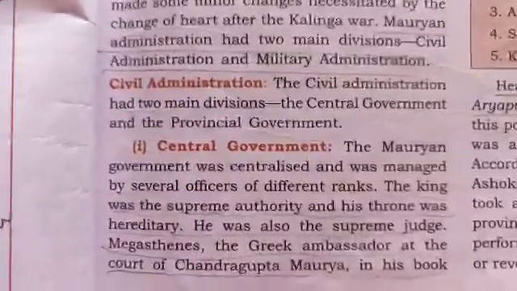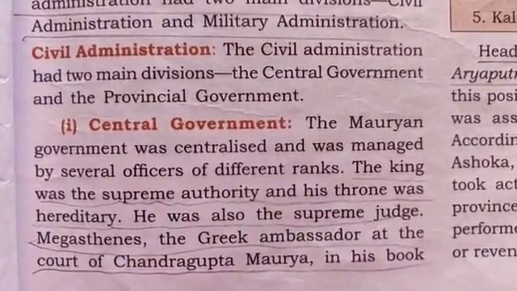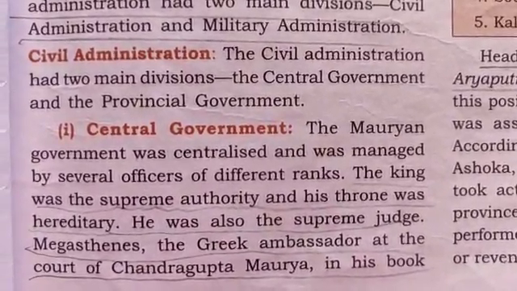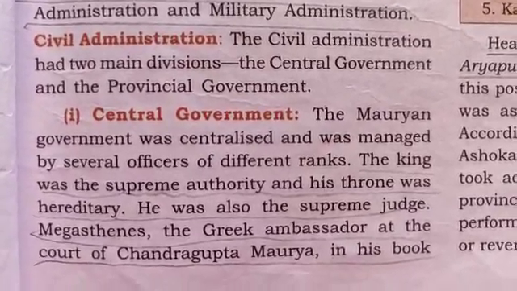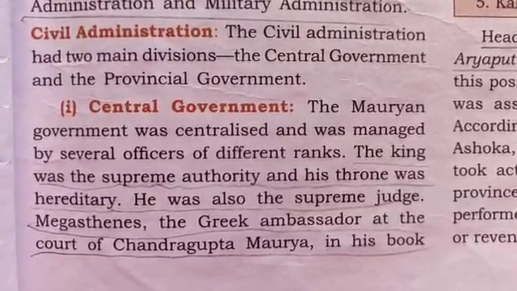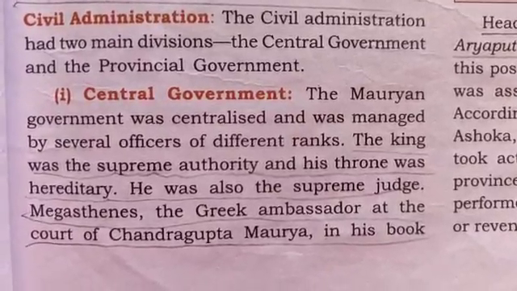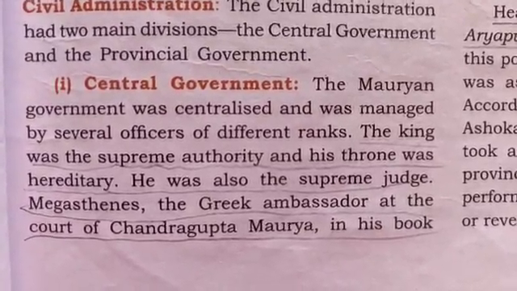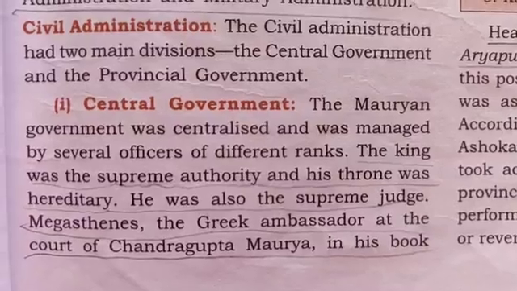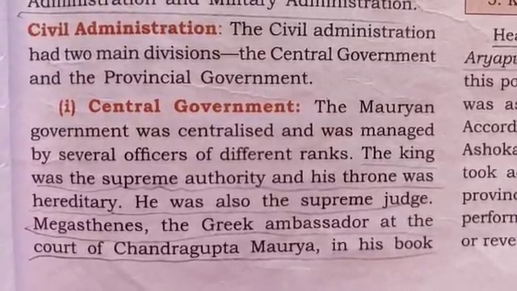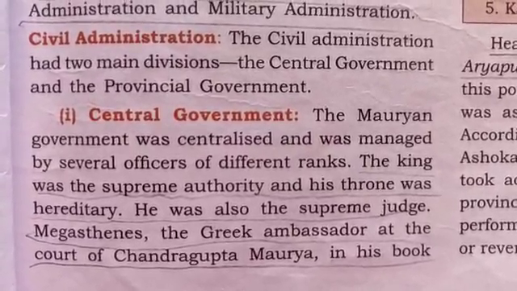So, first we will look at civil administration. The civil administration had 2 main divisions, the central government and the provincial government. Now, let us see the central government. The Mauryan government was centralized and was managed by several officers of different ranks. Underline, the king was the supreme authority and his throne was hereditary. That his successors only could succeed to the throne. Nobody else could lay a claim to the throne.